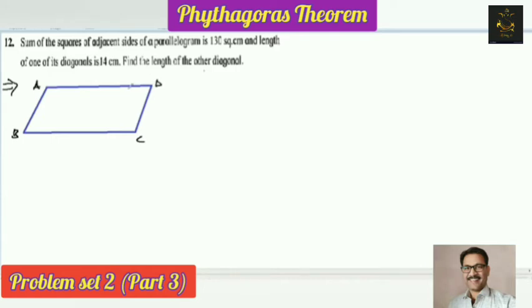Now the sum of squares of adjacent sides of the parallelogram is given to us. Means you can take either AB BC or BC CD or AD CD or AB AD, and the length of one of its diagonals is 14 centimeter. Okay, I'll draw one diagonal also. See here, diagonal BD, and that is given to us, 14 centimeter. And we have to find the other diagonal. See here, this is AC, which is the second diagonal. That one we have to find here.